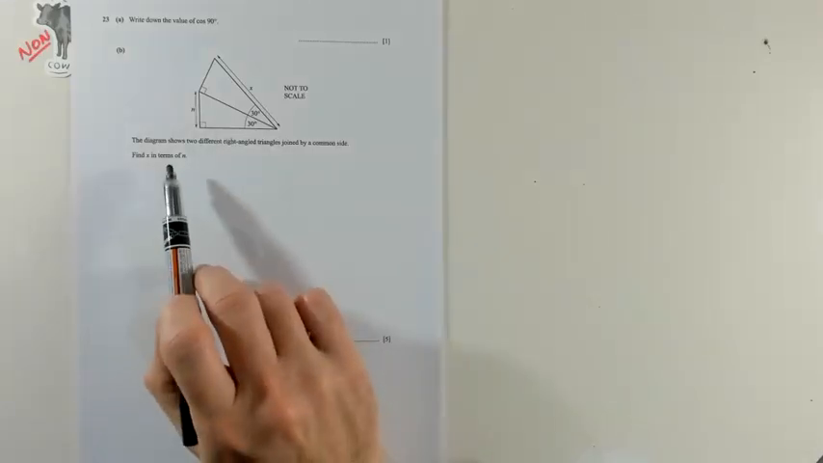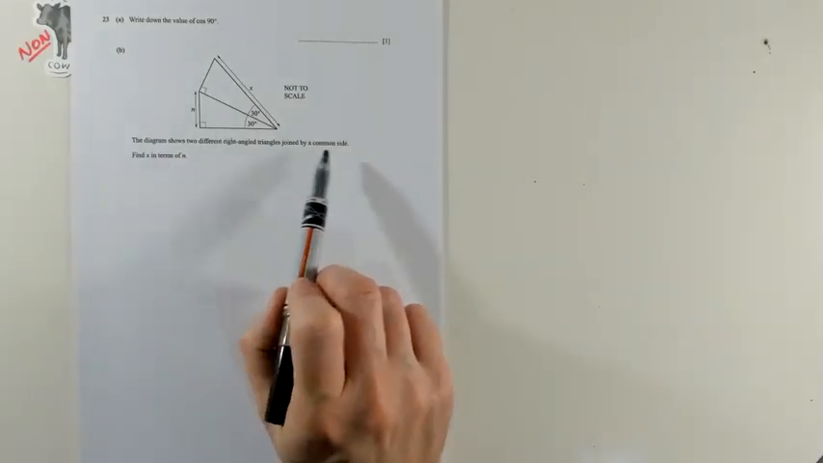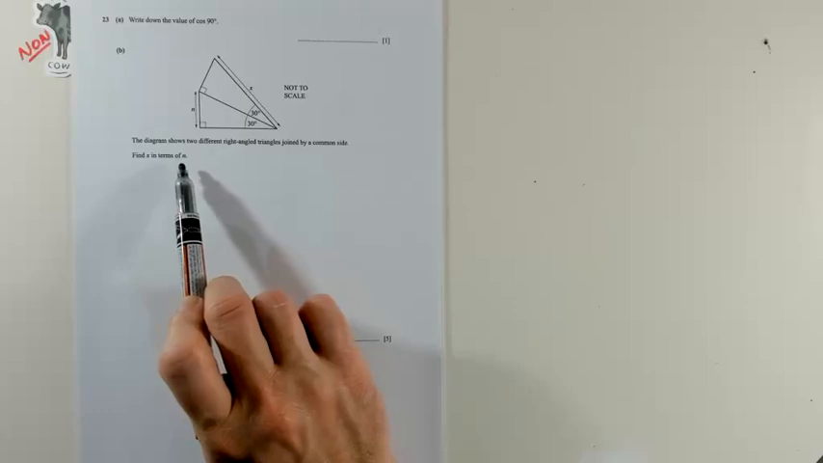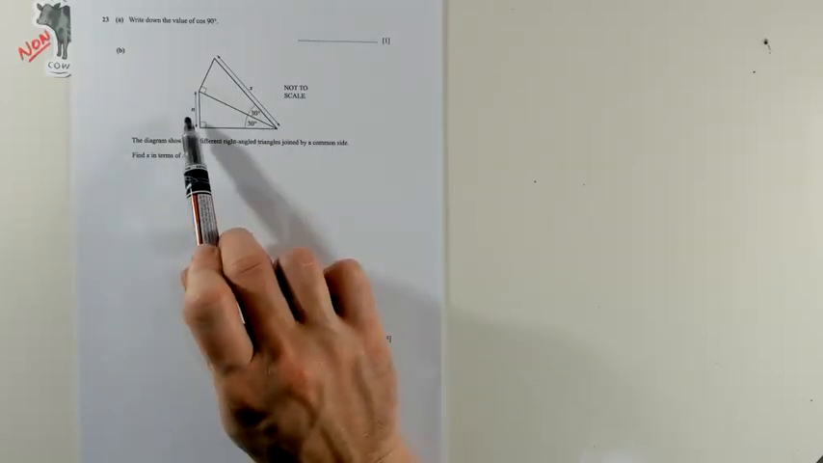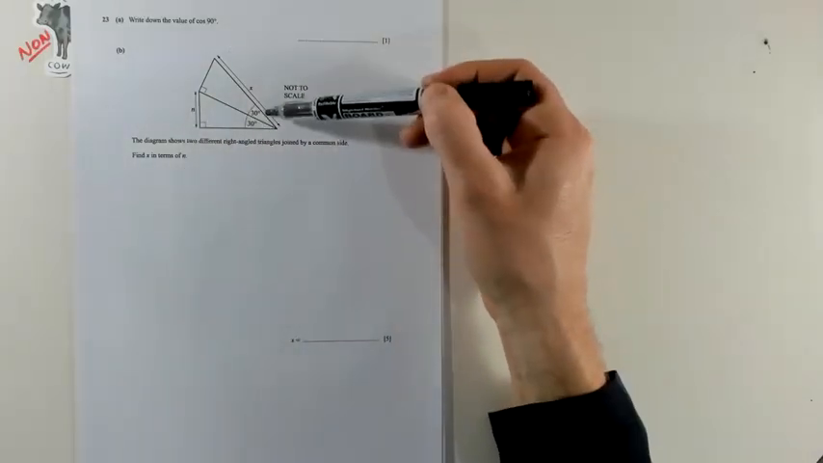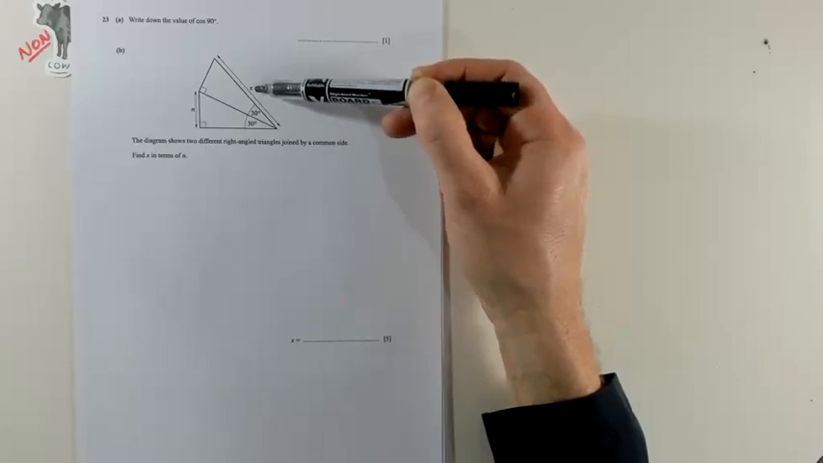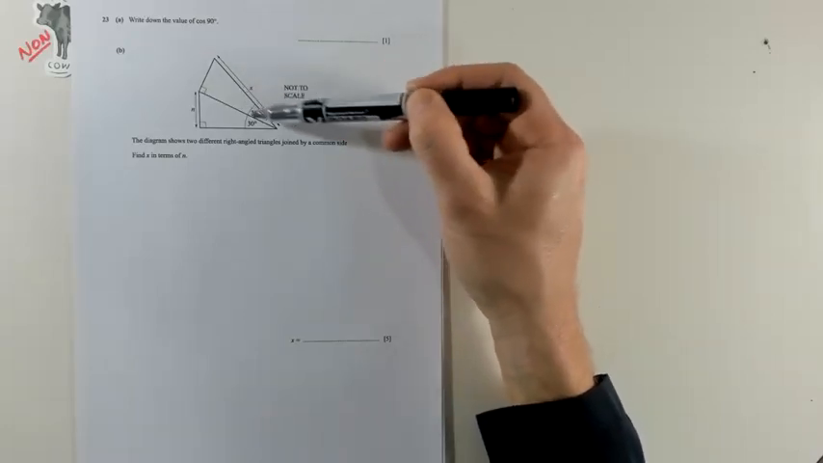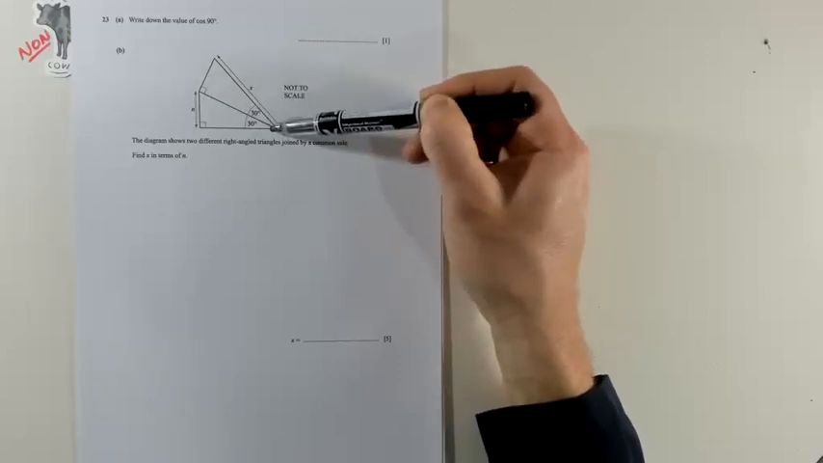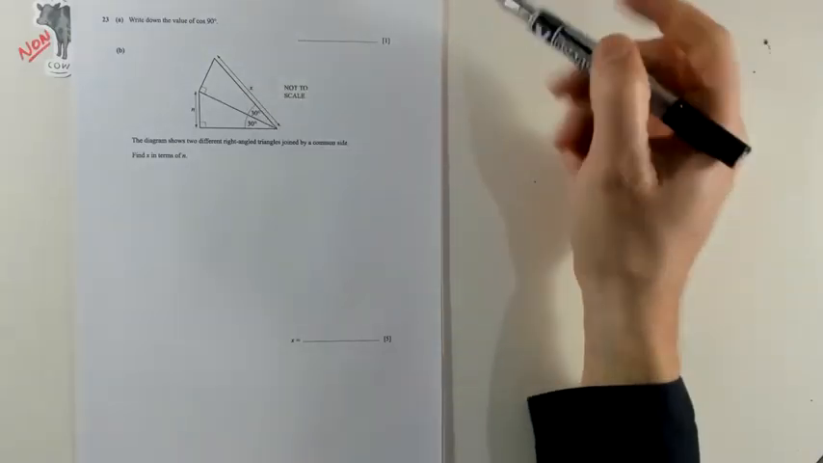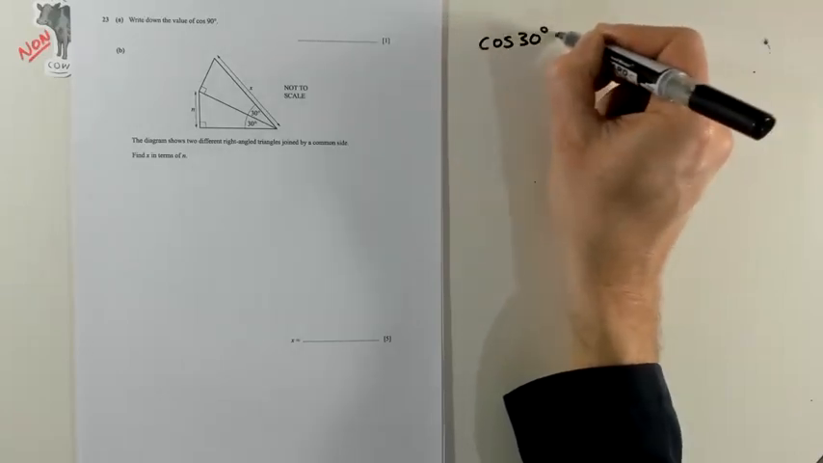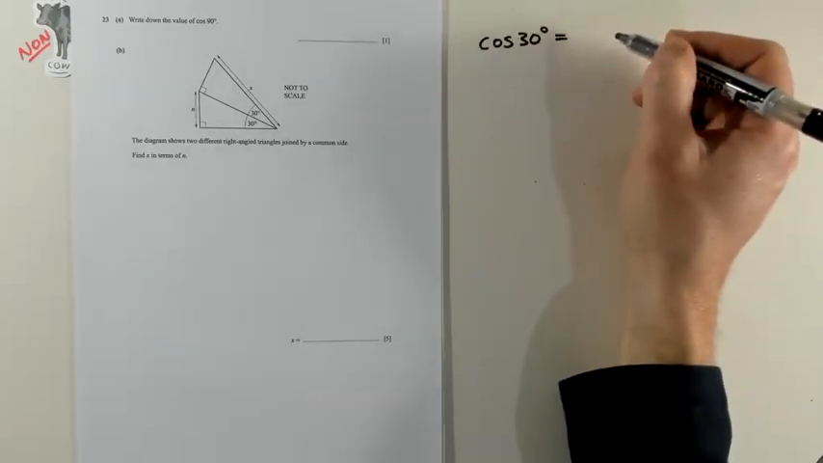For the next bit, 2 different right angle triangles joined by a common side. Find x in terms of n. There's an x there and an n there. Looking at this triangle, let's say that is the hypotenuse and this is a shared angle. So I'm probably going to go that route. This is the adjacent. So I'm going to go with cosine of 30 degrees is going... Oh, no, I deleted my... or deleted.